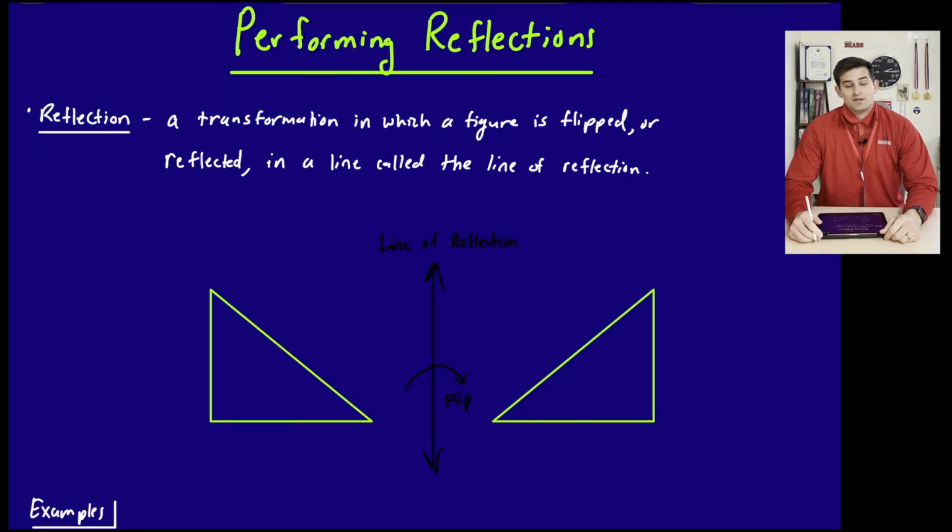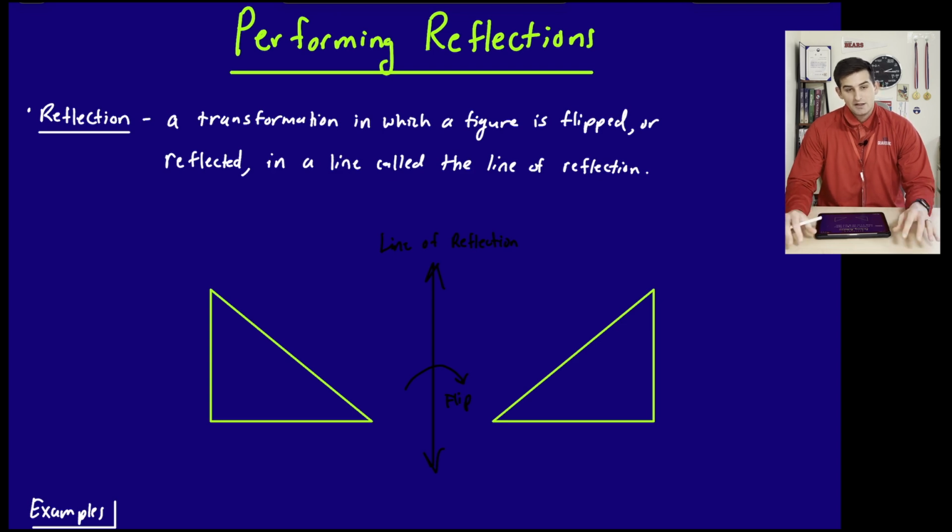Hello everyone, in this video we're going to talk about how we can perform reflections. So remember, reflection is just a type of transformation, and a transformation is just a movement, something that changes a shape. It moves it from one place to another, or it flips it, or it turns it, or it enlarges it, it reduces it, something like that.